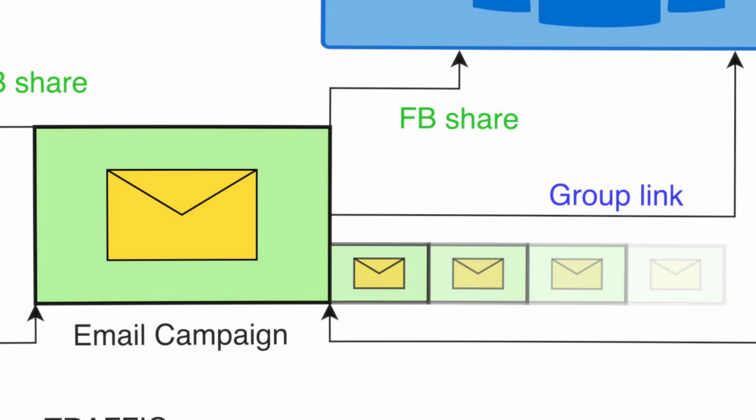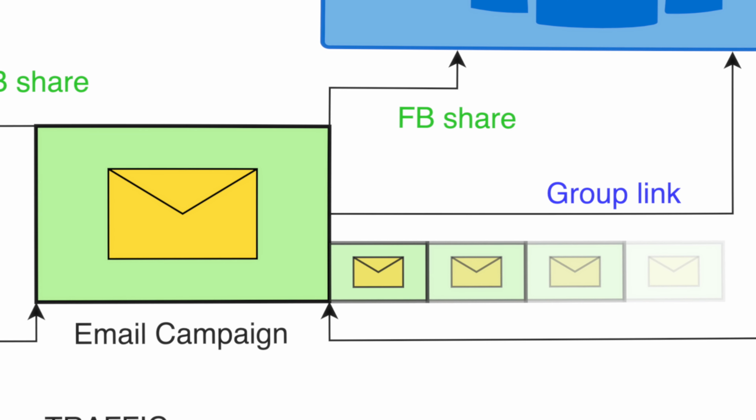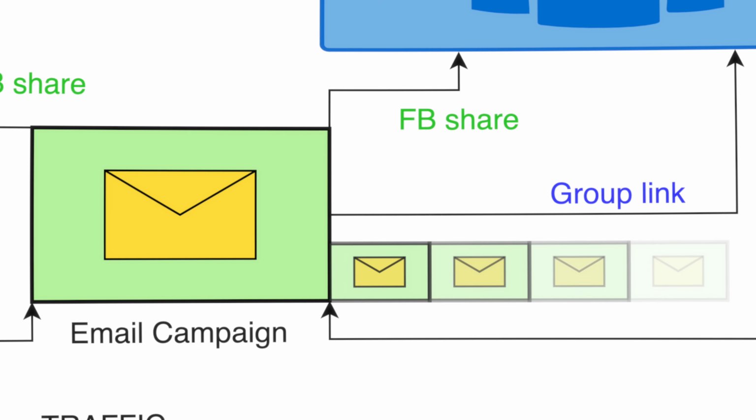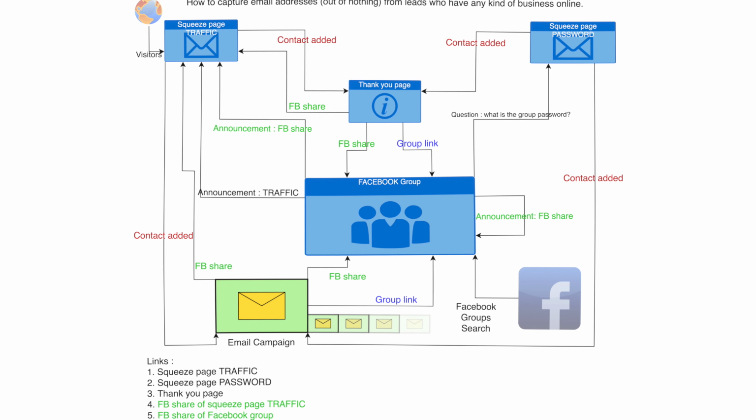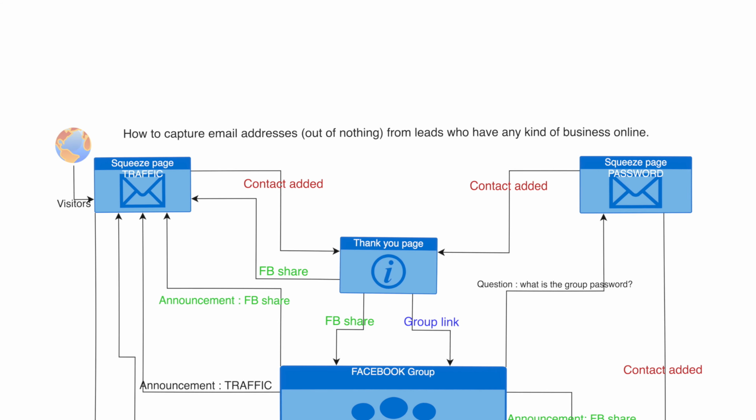But in the first email, I will tell you what to write. In fact, it's the same message that you will have in your Facebook group as an announcement, the first post people see. So let's go to the other elements. The third one is a squeeze page for traffic. Another is a squeeze page for password. They are basically the same. The password one is just a copy of the traffic one with the text changed.